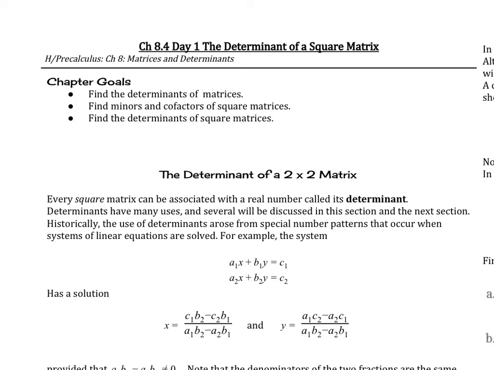Chapter 8.4, Day 1, we're looking at the determinant of a square matrix. So we're going to find the determinants of matrices, find minors and cofactors of square matrices. Then later on, we'll find determinants of square matrices.